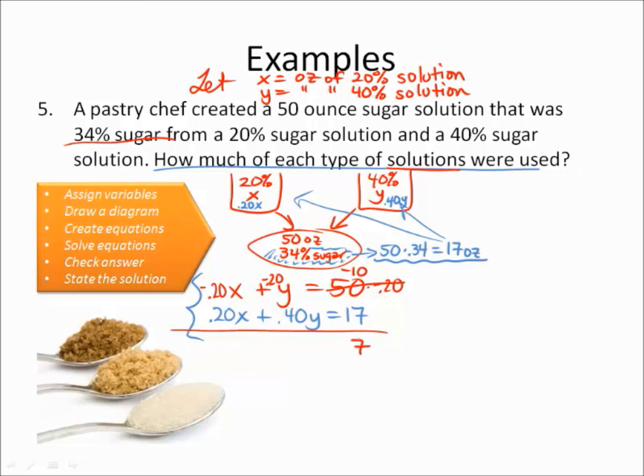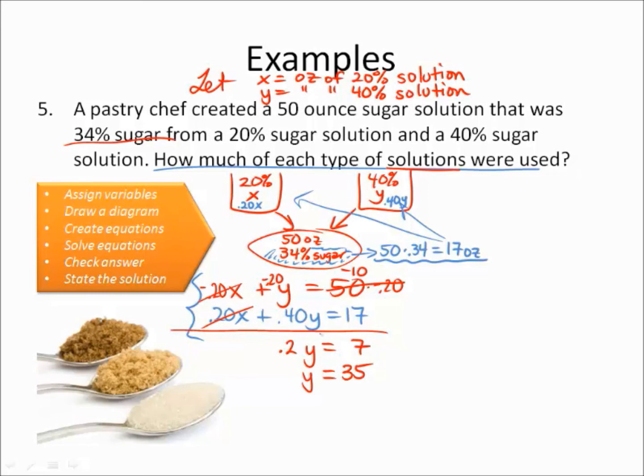That's 7. And then our x's disappear, and we have negative 0.2y plus 0.4y, which is 0.2y. So 0.2y should equal 7, therefore y should equal 7 divided by 0.2, which is 35.